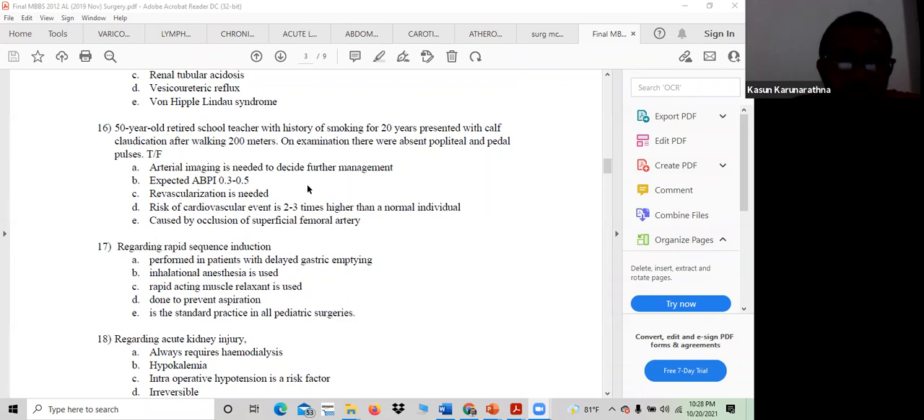Risk of cardiovascular event is 2 to 3 times higher than normal. Again, it's true. Caused by occlusion of the superficial femoral artery. Just absent popliteal and downwards, no? Yes. Right.